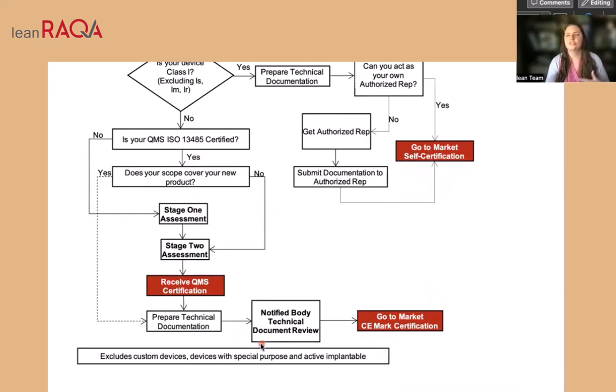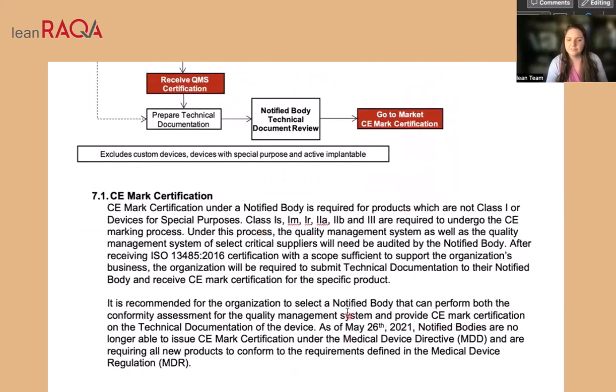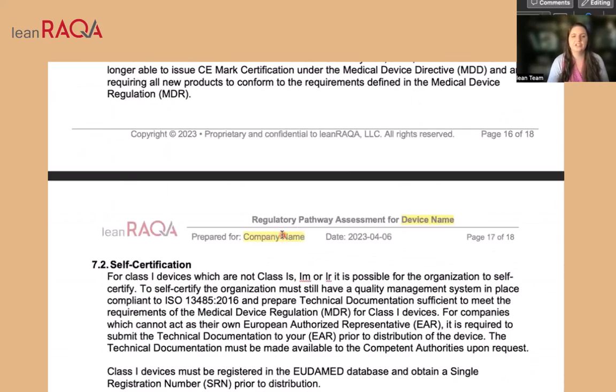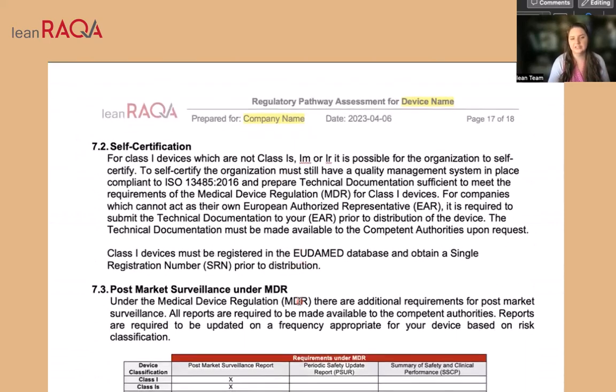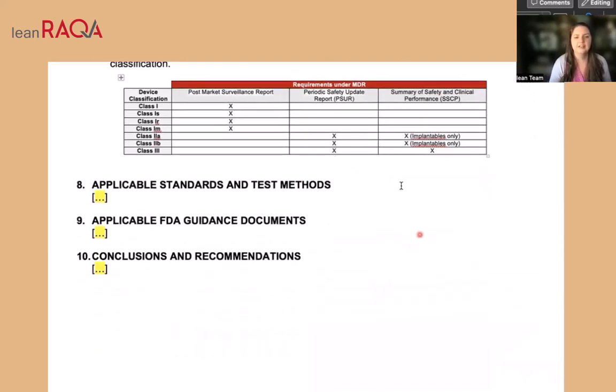What makes sense to spend your funds on? What's the appropriate strategy? What's the easier market to pursue? And again, there's more information about the different types of classification and CE mark certification, also self-certification. Under MDR, there are additional post-market surveillance requirements. So we have some information in here.